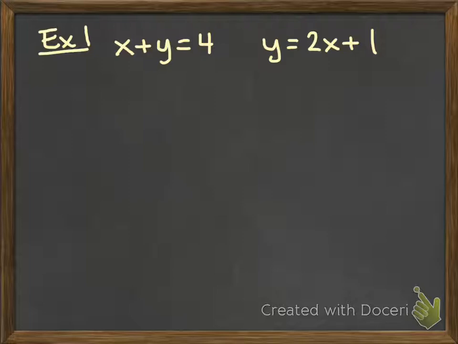What we're going to do is we're going to substitute. We have x plus y equals 4 and y equals 2x plus 1. We want to find which equation is an x equals or a y equals. The first one is not an x equals or y equals, but the second one is a y equals. So it's y equals 2x plus 1. So that's telling us what y equals.